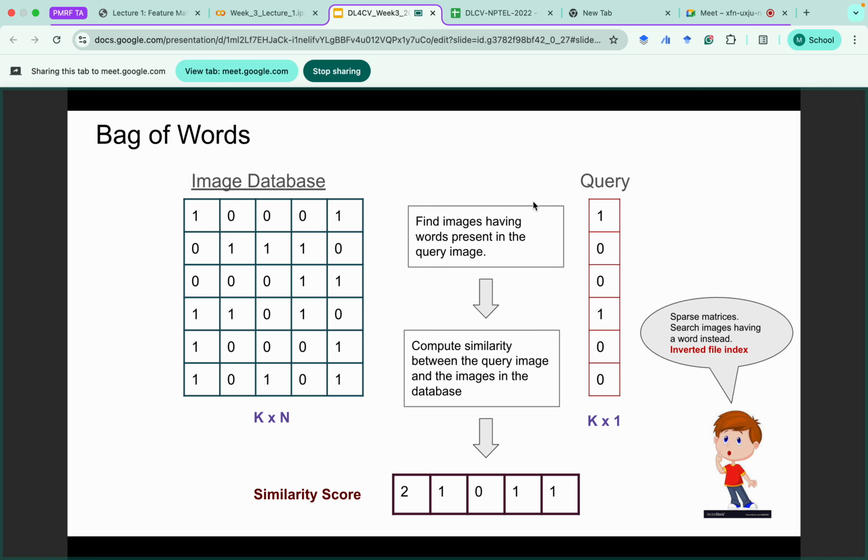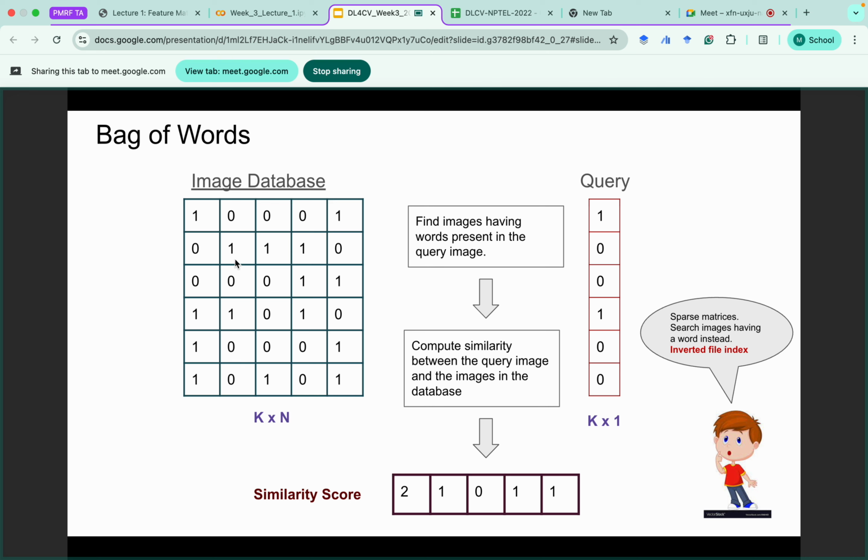It's written here, right? So based on this query, I check the similarity between the query and the image representation. When I match it with the first image in the database, I see that both of them have the first and fourth word, right? So both one, and so I have two common elements, so that's two. It's essentially the dot product of both because these are binary vectors.